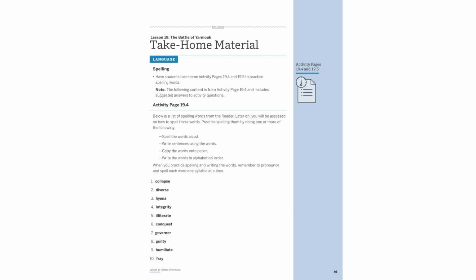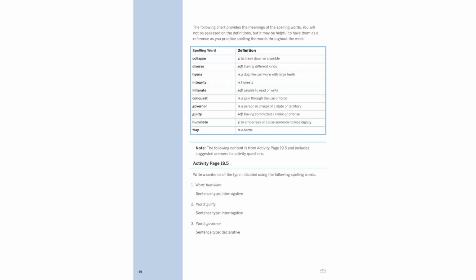Encourage students to practice spelling by engaging with activity pages 19.4 and 19.5. Suggested methods include spelling words aloud, writing sentences, copying words, and arranging them alphabetically. Focus on pronouncing and spelling each word syllable by syllable to enhance retention and understanding. Understanding the meanings of spelling words enhances vocabulary skills.